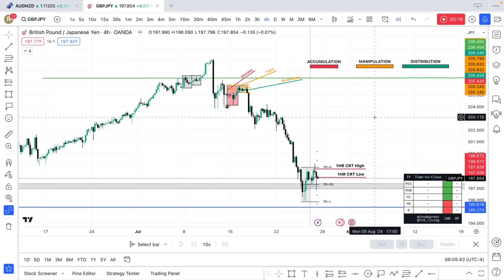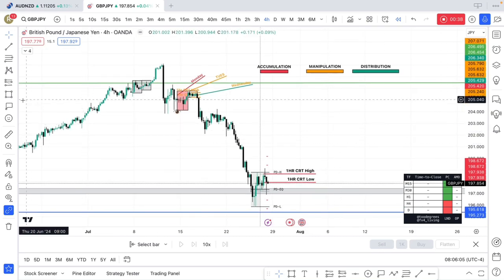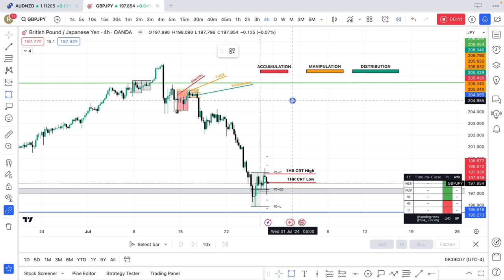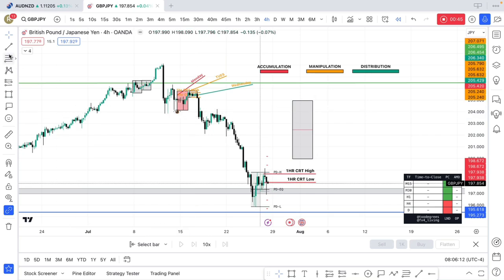What we are going to deal with is the CRT, that's the candle range theory. In the candle range theory, we deal with the candle range and then the time. As we said earlier, every candle has a high, a body, and a wick.